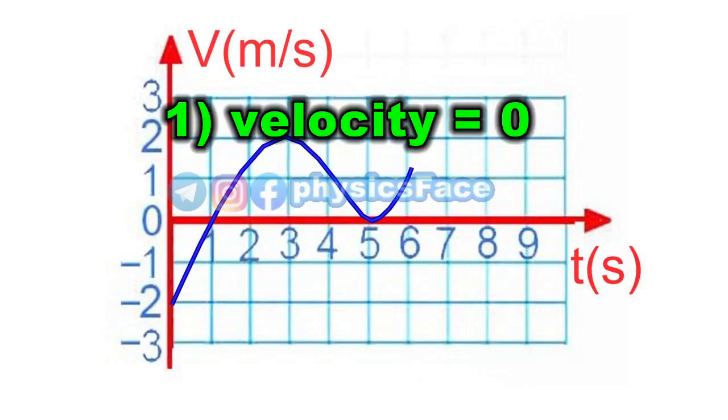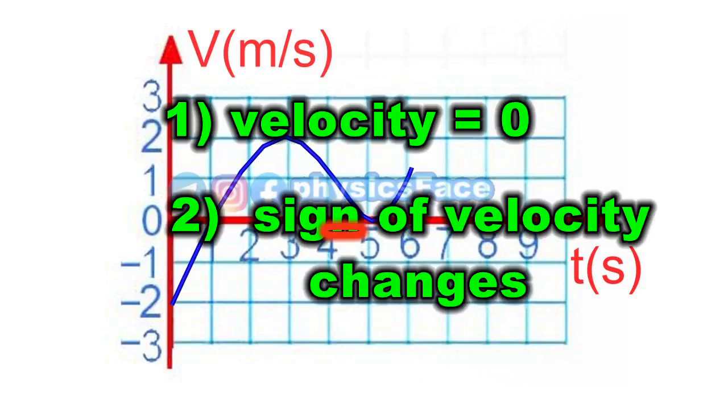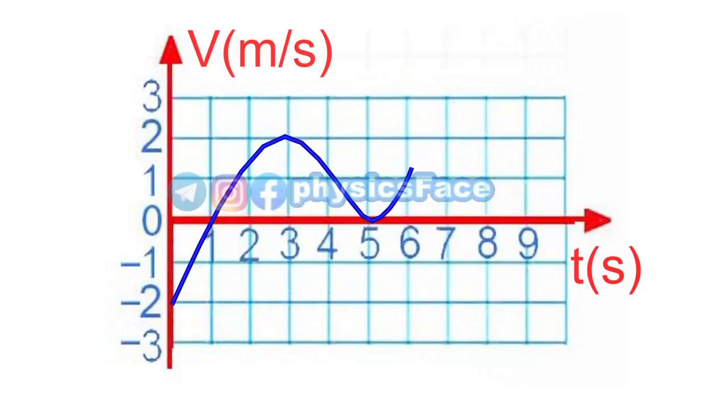Note, if the velocity of a moving object is 0 and the sign of velocity changes, the direction of movement is changed. Note that two conditions are necessary for the direction of the body to change. 1. The velocity of the object becomes 0. 2. The velocity sign changes.